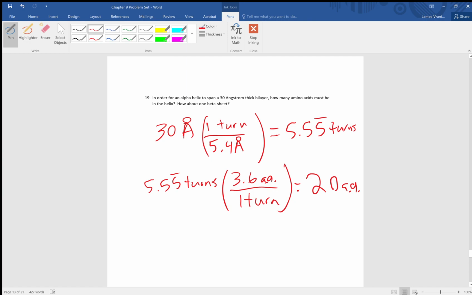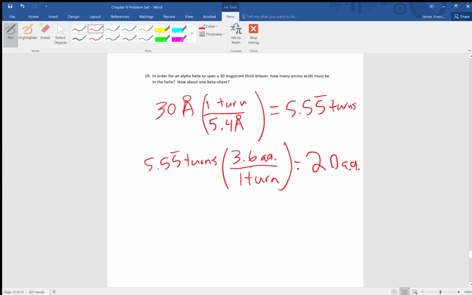All right, now how about a beta sheet? Well, a beta sheet is in the extended conformation. So 30 angstroms here. We're not talking about turns anymore, right? The number that we learned for a beta sheet is that basically every 2 amino acids extends a distance of 7 angstroms.